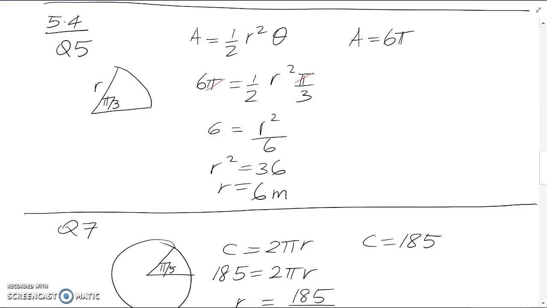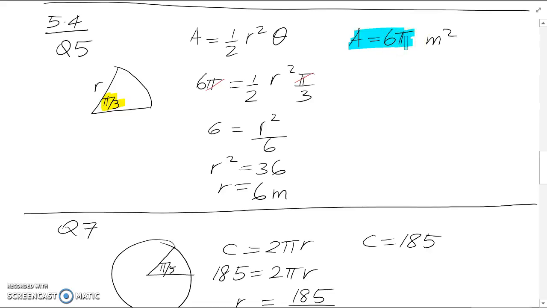Okay, so here are a few questions from exercise 5.4 for Year 12 Mathematics in the Grove textbook. The first one I'm doing is question 5. It's given the area of the sector of a circle that is subtended by an angle of pi on 3. They're telling me that area is 6 pi square meters.